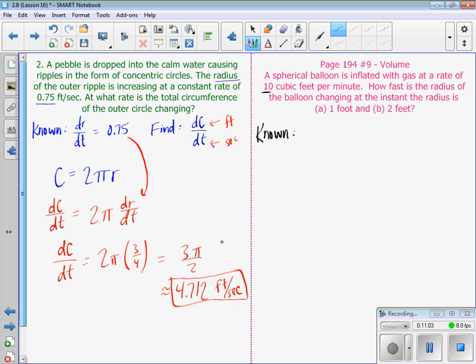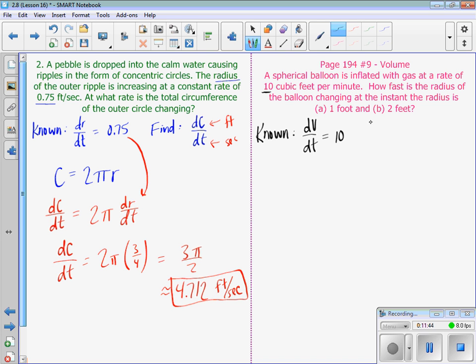The gas, so what would that be called? Think about the label here, cubic feet per minute. What would be like a feet cubed? Not area, but volume. This is the volume of the balloon, so I would call this dV/dt. If you're pumping air into the balloon, the volume's getting bigger, isn't it? So dV/dt would be 10 because it's getting bigger by 10.